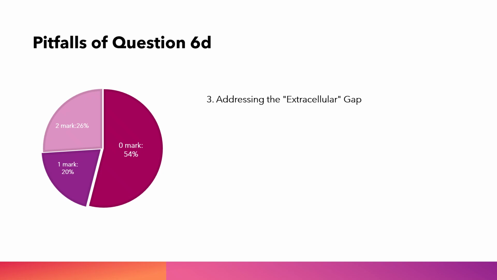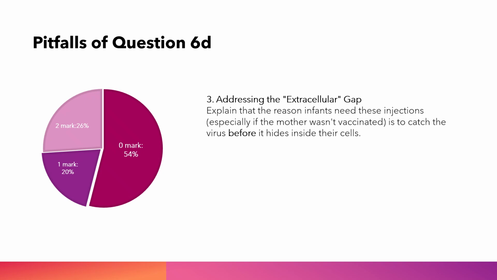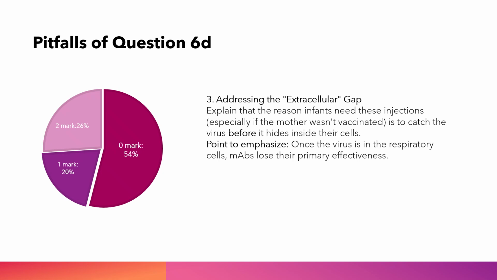3. Addressing the extracellular gap. Explain that the reason infants need these injections, especially if the mother wasn't vaccinated, is to catch the virus before it hides inside their cells. Point to emphasize, once the virus is in the respiratory cells, mAbs lose their primary effectiveness. This is why timing, high-risk periods, is everything.